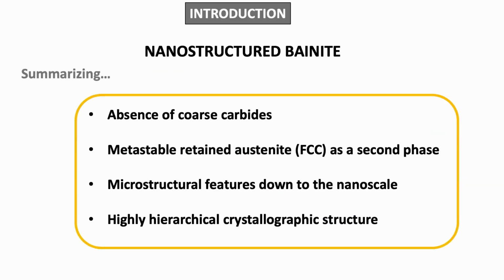So what I want you to remember from this small introduction is that for nanostructured bainite, we have an absence of coarse carbides. There is metastable retained austenite, phase FCC, that can transform into martensite under mechanical loading. We have microstructural features down to the nanoscale, and we have a highly hierarchical crystallographic structure.